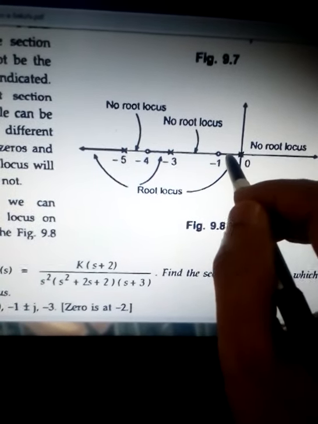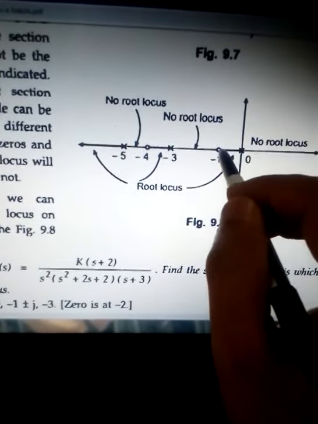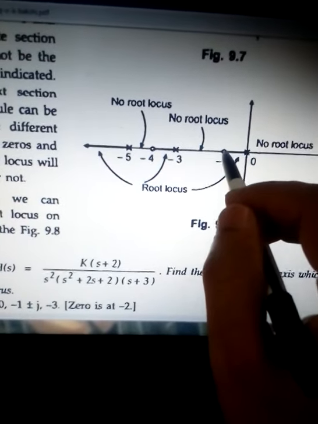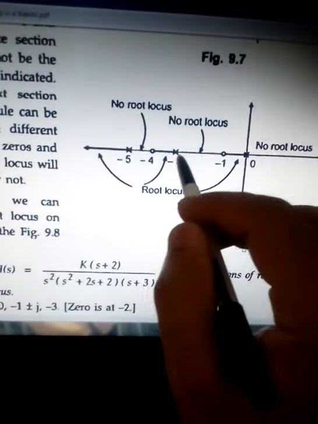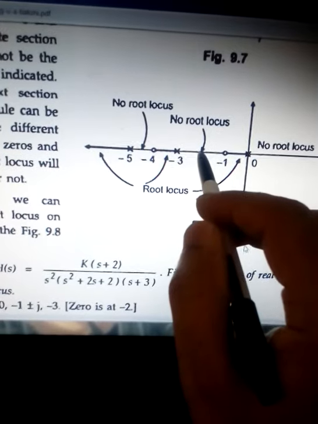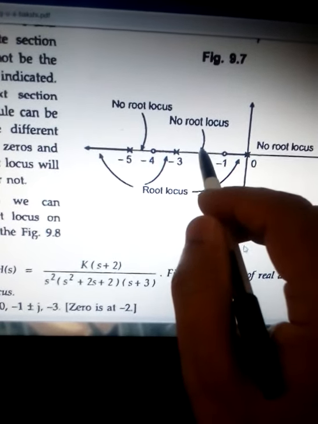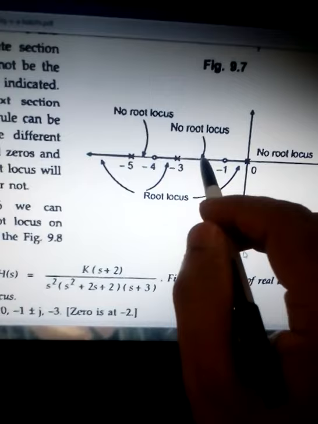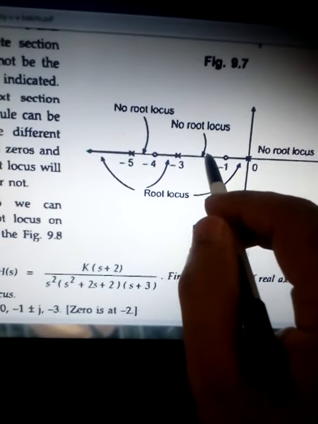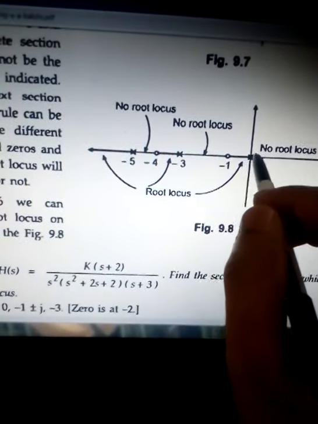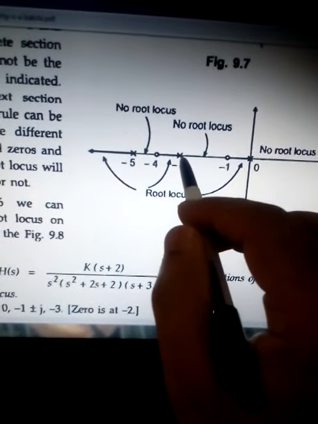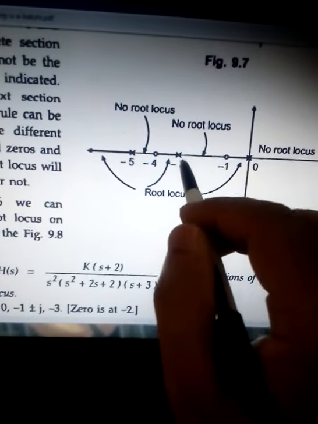So I can say root locus exists between 0 and -1. Next, again I need to check the root locus between -1 and -3. Now I'll stand at this point, and again I'll check the right hand side, meaning I will check the sum of poles and zeros. Again the sum is even, so root locus will not lie between -1 and -3.